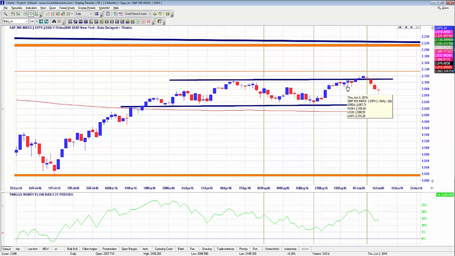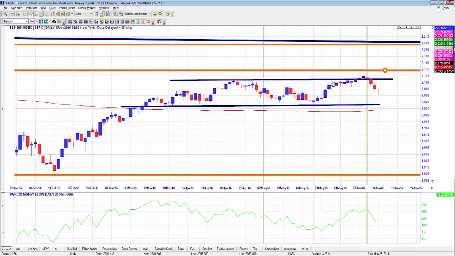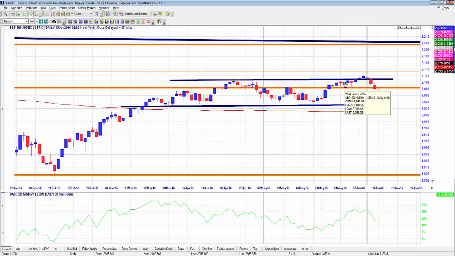Have a look at the S&P 500 and what it's done over the last few days. We've basically broken down through open range. Now, open range was set here on Wednesday, June 1st. We can see the low, and we've broken below that. So we have broken open range to the downside after the upward bias occurred at the beginning of the month.